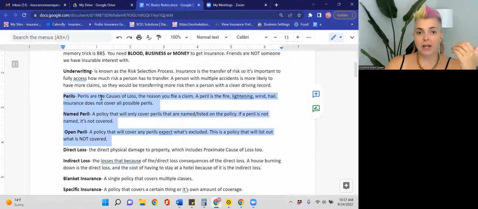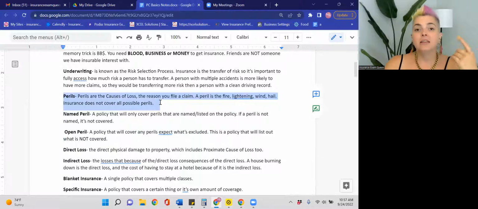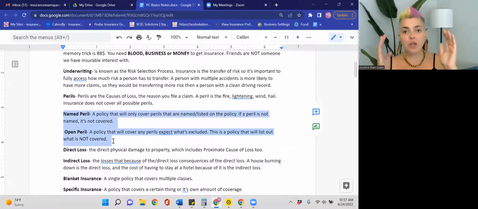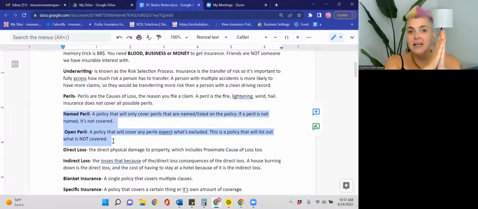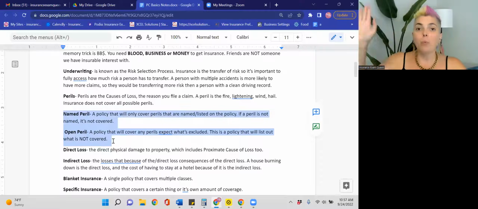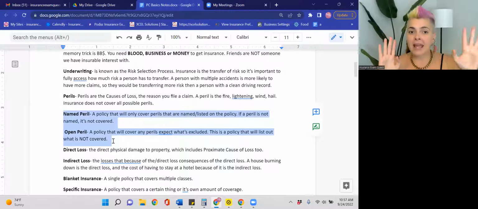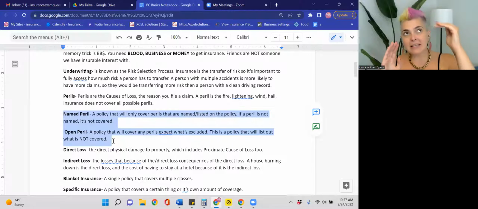Okay, so perils. As we talked about, perils are the cause of loss: the fire, the lightning, the wind, the hail. When you buy insurance, you can either get a policy that is named peril or open peril. A named peril policy only covers the perils that are named on the policy. So basically it has to be listed out.